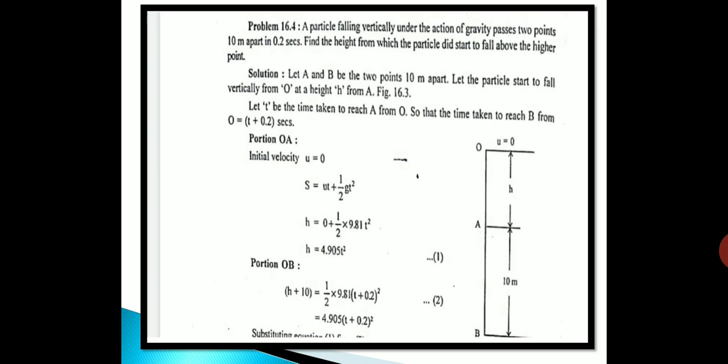Once we get the value of t, when we substitute in equation 1, we'll get the value of h. Next we'll come to portion OB. Here we are not analyzing the portion AB, because there we know the height and we know the time, but we are analyzing the entire section from O to B. So the total height in this section is h plus 10. We'll put in the same equation, S equals ut plus half gt square. Here S is h plus 10, again the u term is 0, and t is the time required for OA plus AB. OA we have taken as t and AB is given as 0.2. Doing the substitutions, we get one more equation, equation 2.